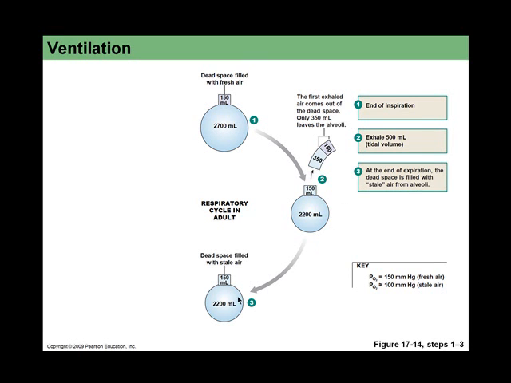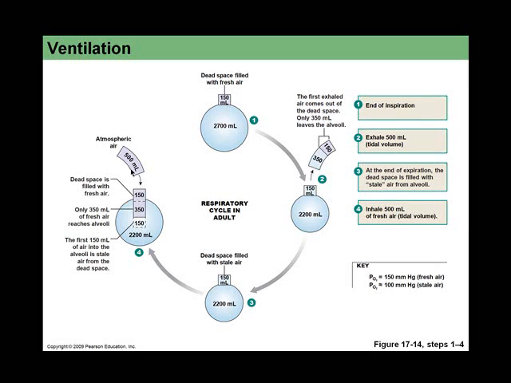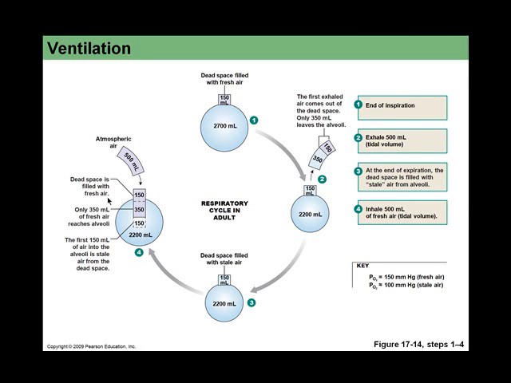And then here, shifting to number 3, we're at the 22 and 150 still. At the end of expiration, the dead space is filled with stale air from the alveoli. And then number 4, the inhaled 500 mLs of fresh air at tidal volume. We see that the dead space is filled with fresh air. Only 350 mLs of fresh air reaches the alveoli, along with that 150 that was the stale air, right?